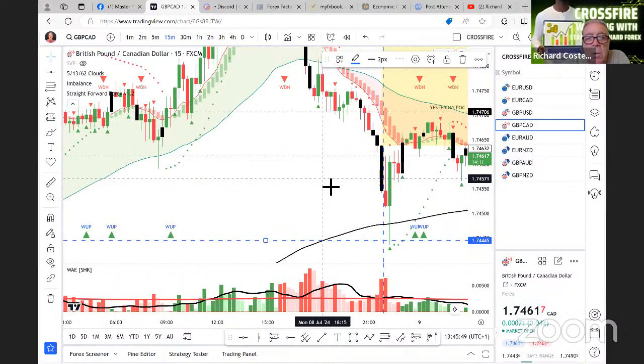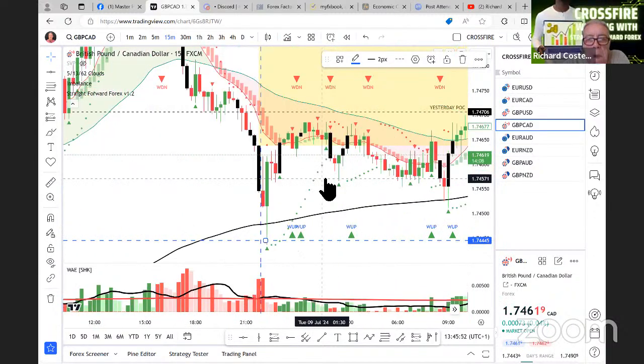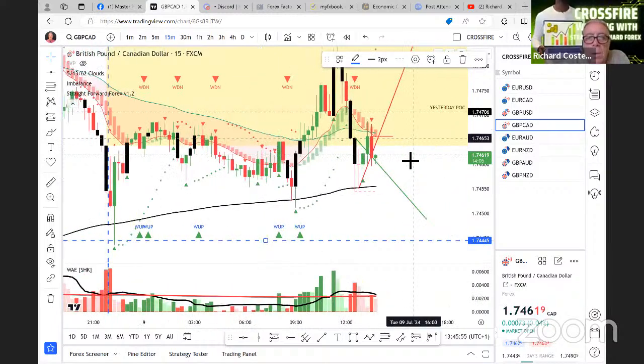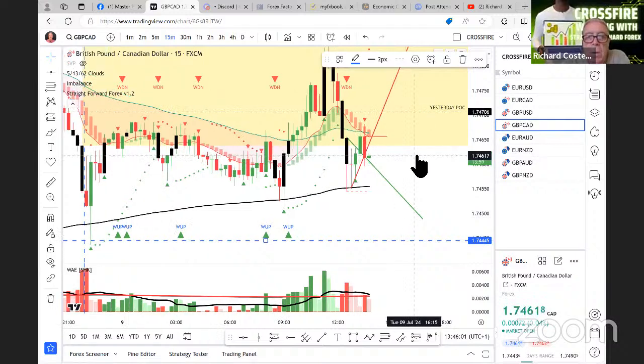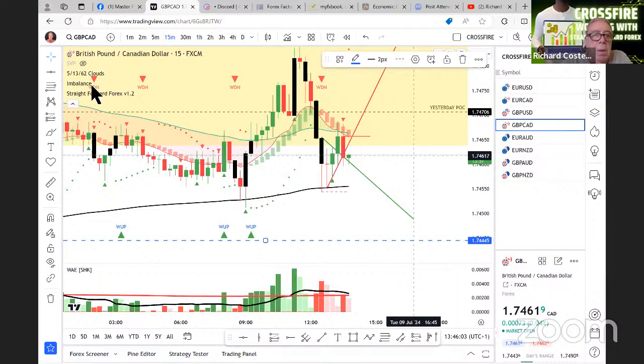So price could go down, or it could go up and take out yesterday's POC. All we can do is just sit and wait.